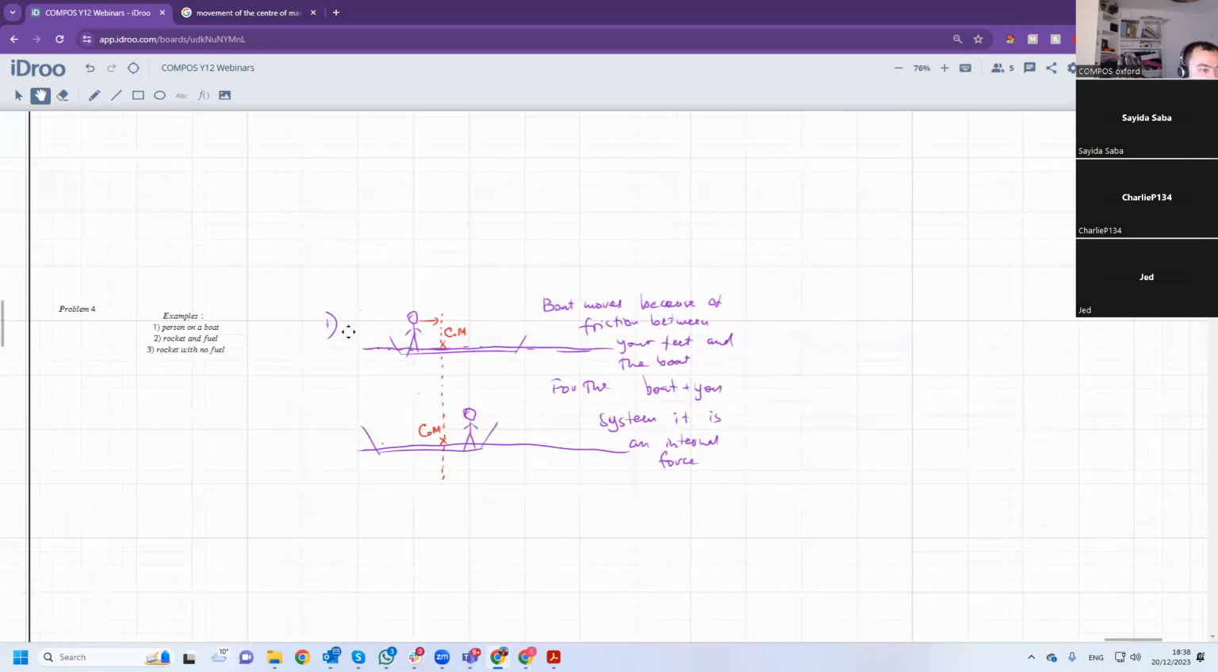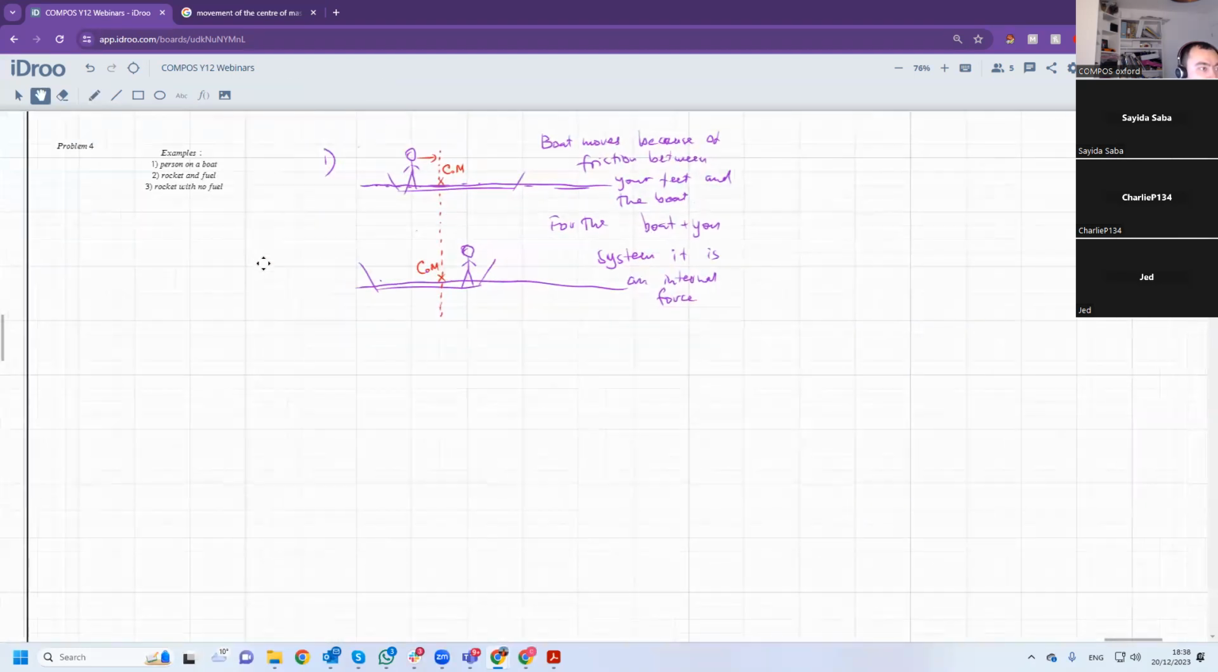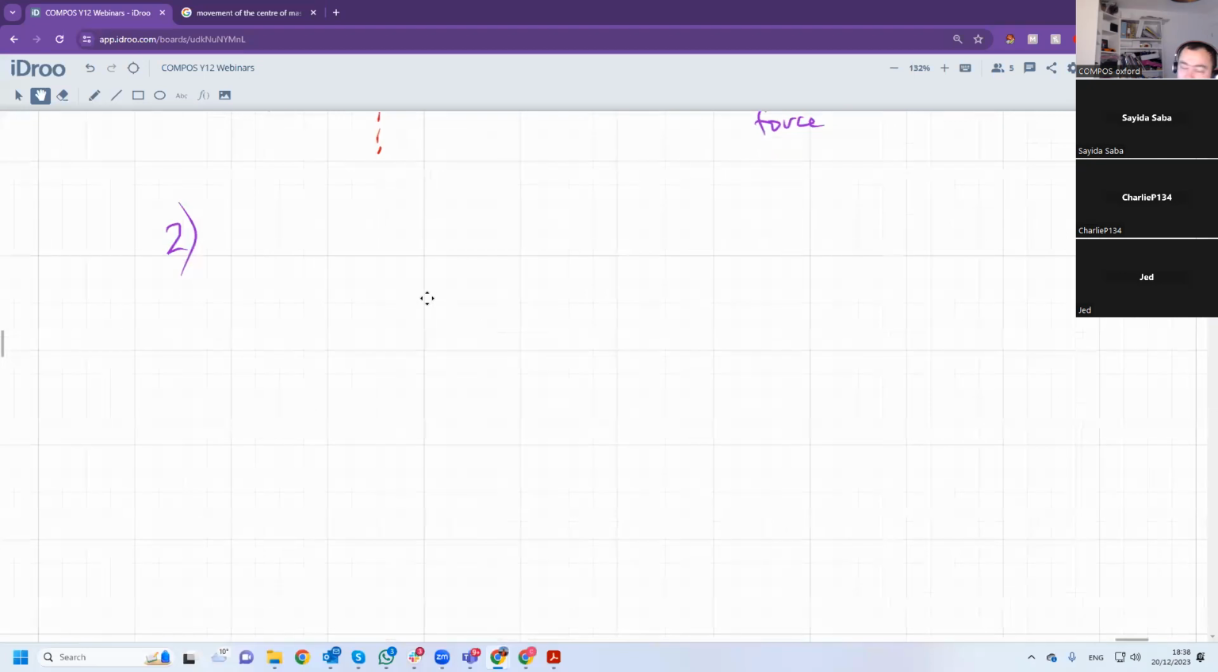A second example is less obvious, but hopefully just as beautiful: a rocket and fuel. Imagine you're in deep space and you have a rocket. If you know anything about rockets, 99% of a rocket is fuel, typically. Rockets are essentially big fuel tanks with a tiny human or a tiny satellite attached. So you have a rocket and there's some fuel inside.